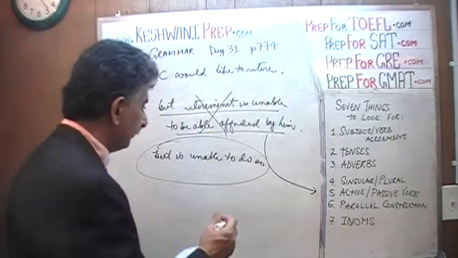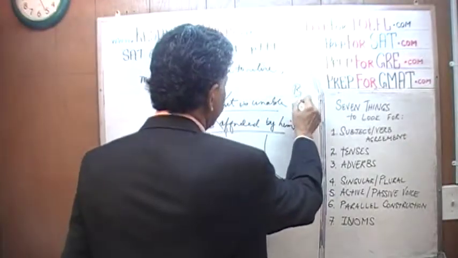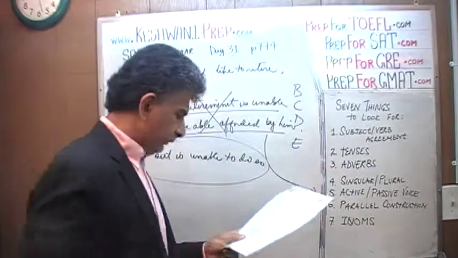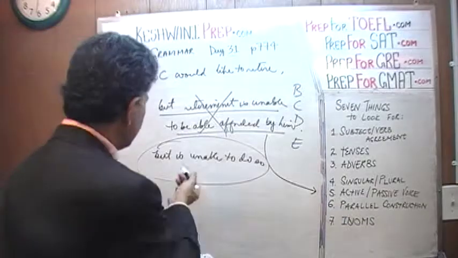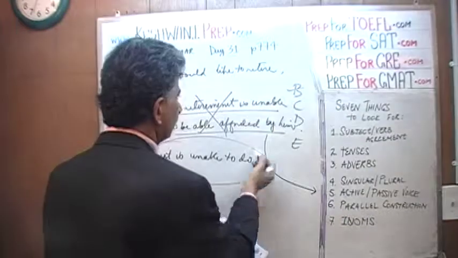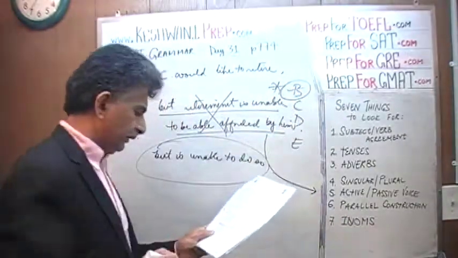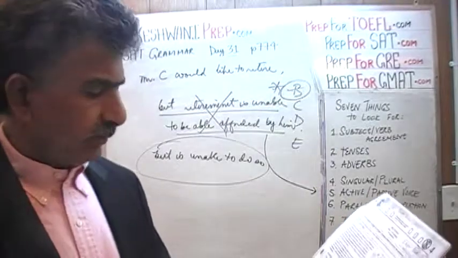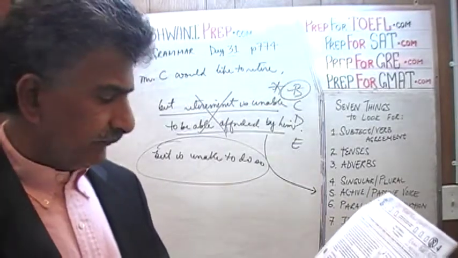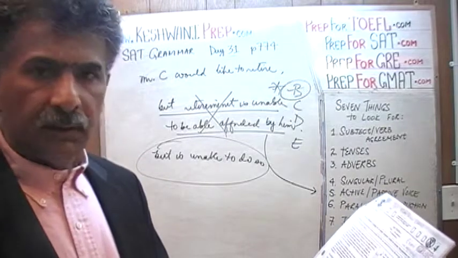So let's start with B. B says, Mr. Chung would like to retire, but he cannot afford to do so. There you go. But he's unable to afford, but he's unable to do so. There you go. B is our answer. But he cannot afford to do so. He would like to retire, but he cannot afford to do so.